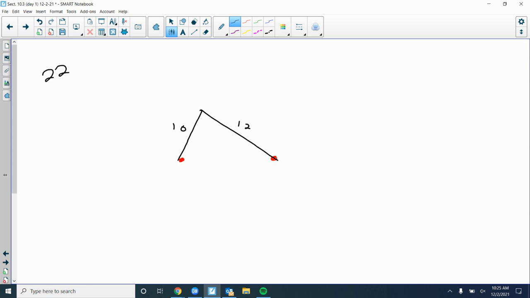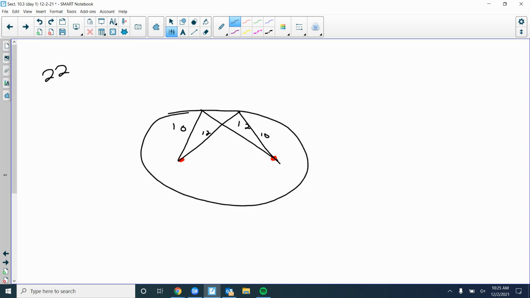So I find another point, say here, and let's say this is 12, and this is 10. That adds up to 22. But when we're done with all of those points, it's going to form an oval. It's going to form an ellipse. So this point right here, that might be 5. What would this have to be?